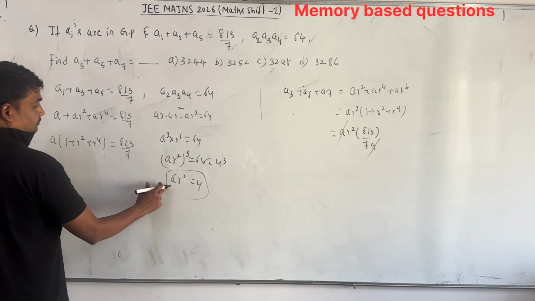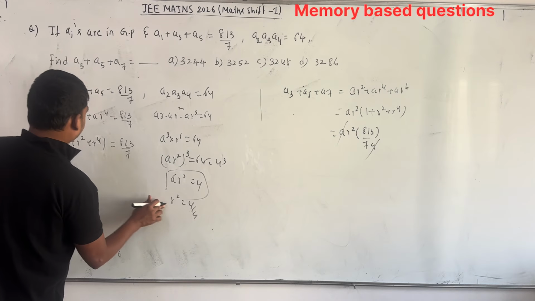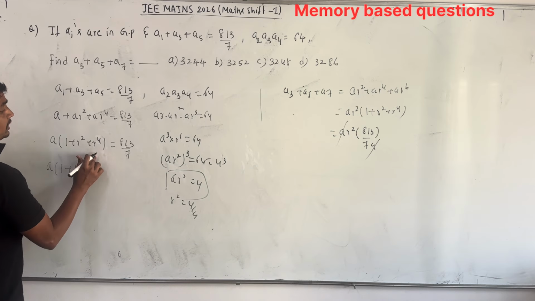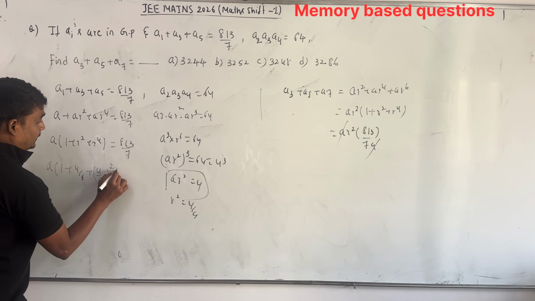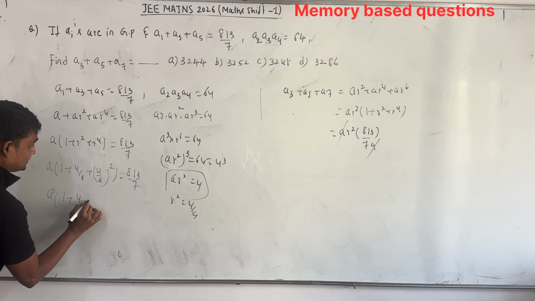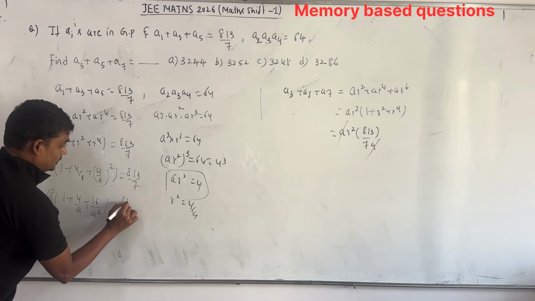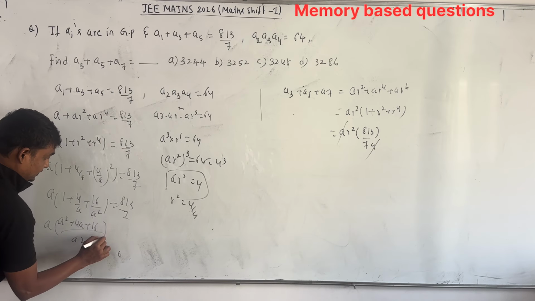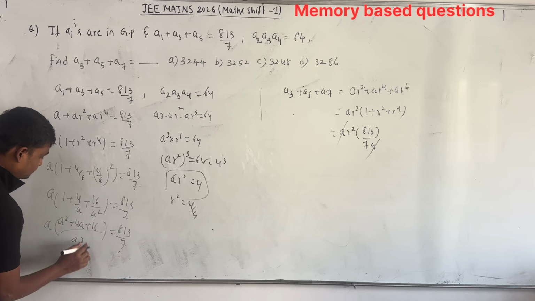So now AR square is 4, so R square is 4 by A. From here, try to get the A value. Substitute R square value here: A into 1 plus R square, which is 4 by A, plus R power 4, which is R square whole square, 4 by A whole square, that is equal to 813 by 7. From here, A into 1 plus 4 by A plus 16 by A square equals 813 by 7. Take the LCM A square. We got A into A square plus 4A plus 16 over A square equals 813 by 7. So cross multiply, A cancels.